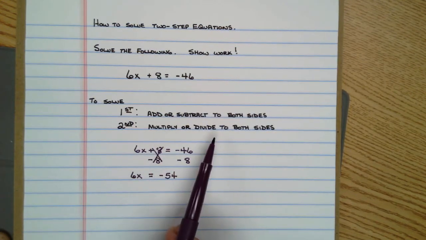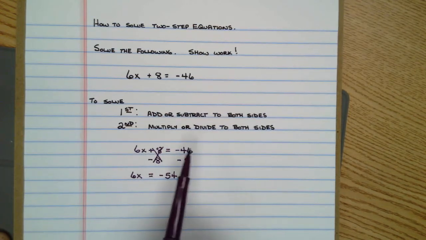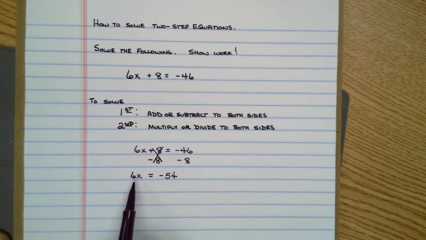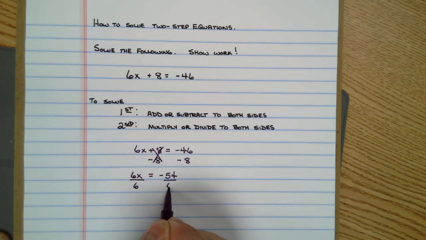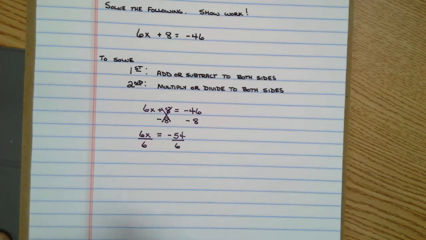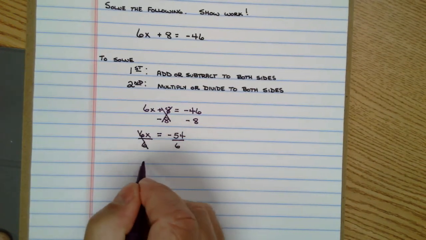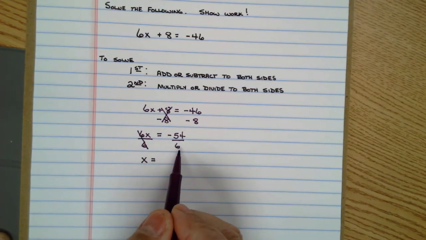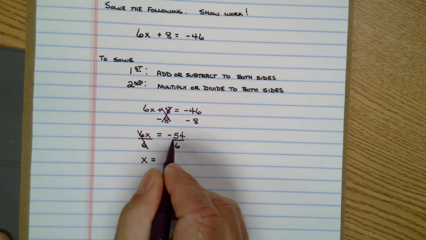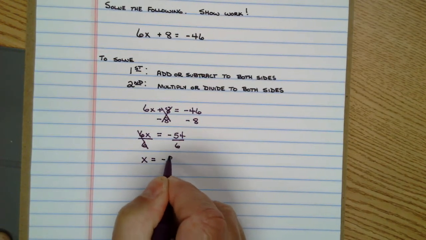Then I do my multiplying and dividing. I undo my multiplying and dividing. The opposite of multiplying by 6, because that's what's taking place here, is dividing by 6. And I show that using a division bar. I divide both sides by 6. It cancels those 6's out. I have x is equal to negative 54 divided by 6. A negative divided by a positive is a negative.